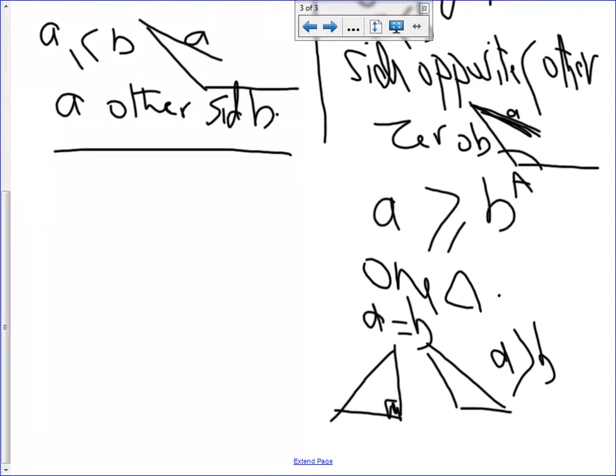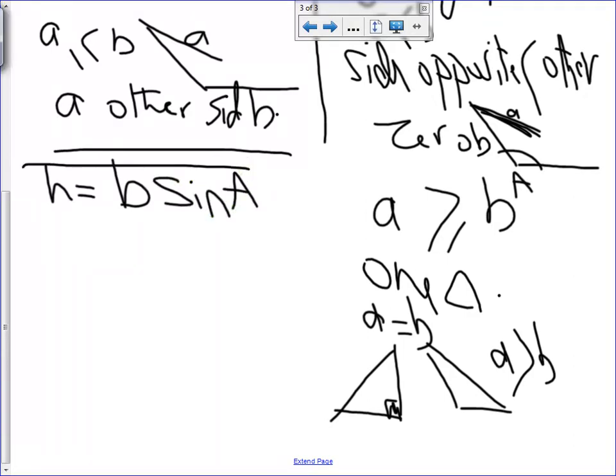Now if I have the side here equal to the height, what is the height? Firstly, I need to calculate the height. The height is equal to b times sine of angle A. It means the other side times sine of the angle.